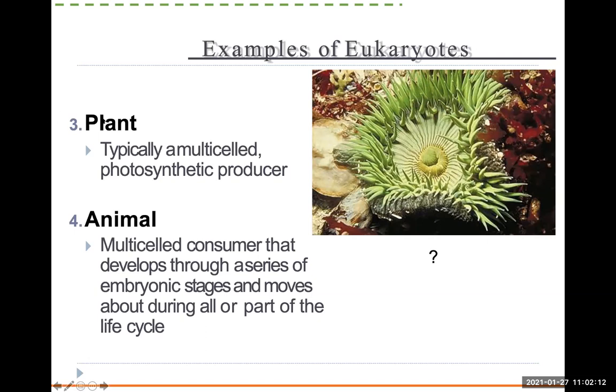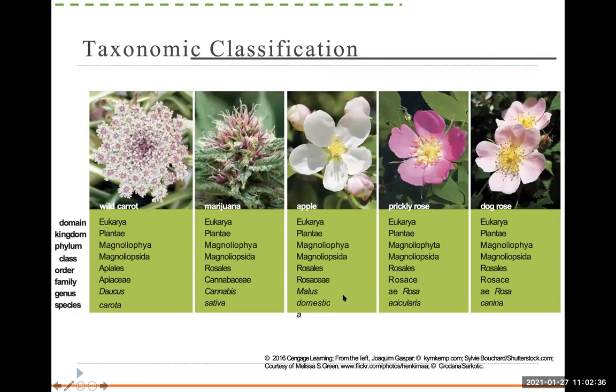So again, animals and plants are also examples of eukaryotes. Plants are multicellular, they do photosynthesis, and they're the producers. Animals are multicellular consumers, relying on plants or other animals. And animals go through embryonic development stages, so stem cells become brain cells or other cells. I said if you don't know what domain is, don't worry about it. Now that's what we're going to work on next.